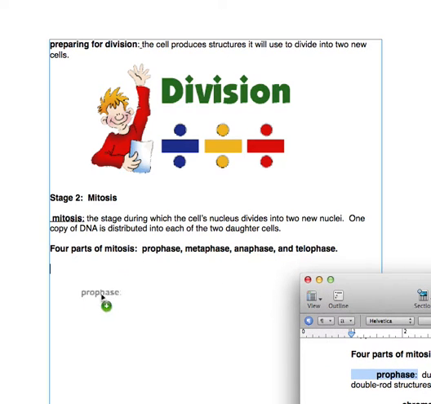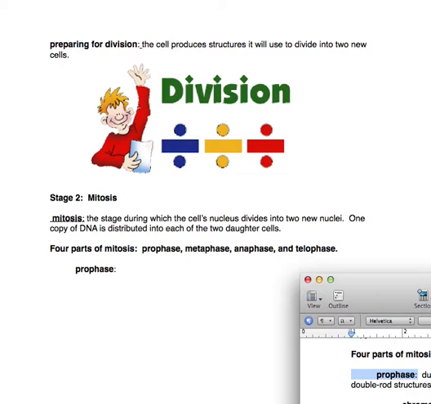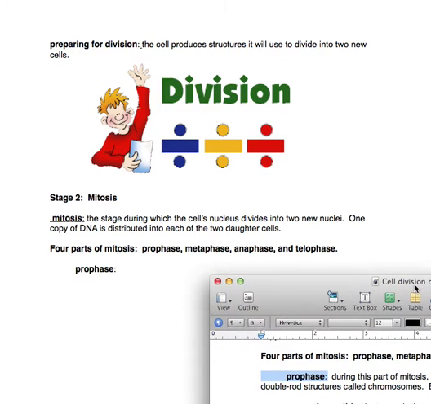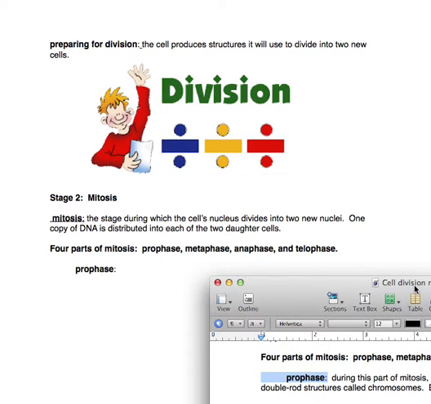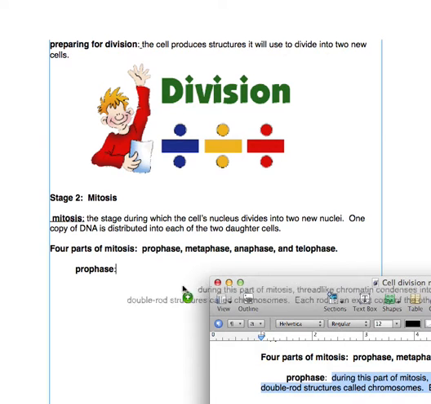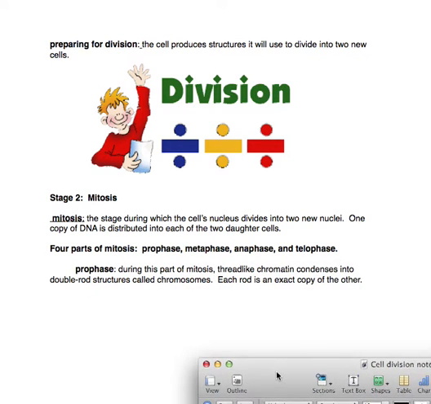Okay, prophase is the first stage of mitosis. And during this part of mitosis, the chromatin, remember in the nucleus of the cell, the DNA is these little thread-like structures known as chromatin. But during prophase, the chromatin condenses into these nice little double rod structures called chromosomes. You've probably heard of chromosomes. Each rod is an exact copy of the other, so I'll show you a little picture of that.